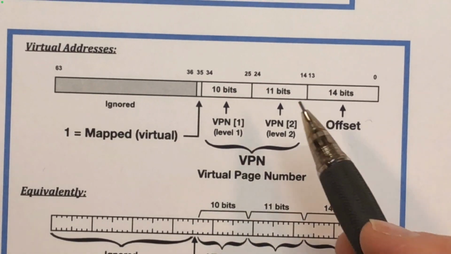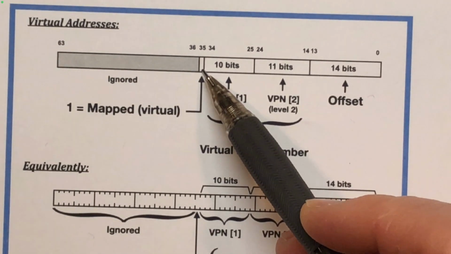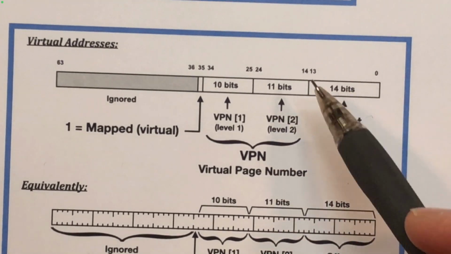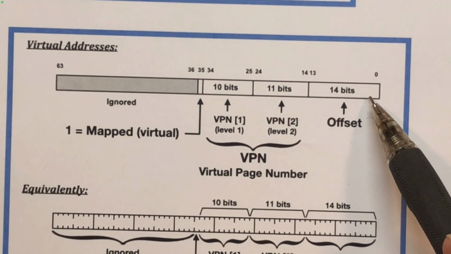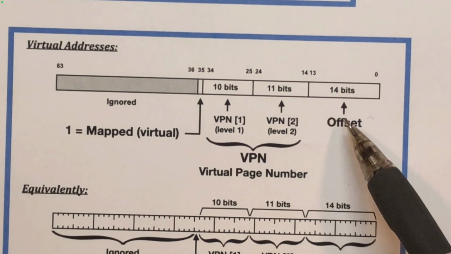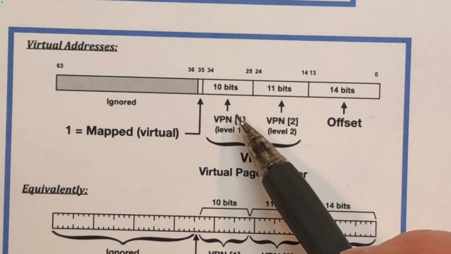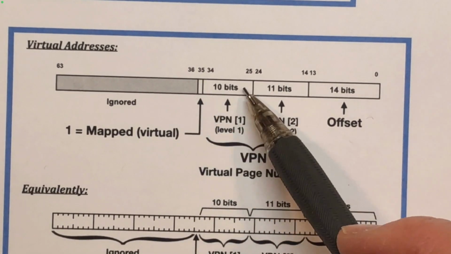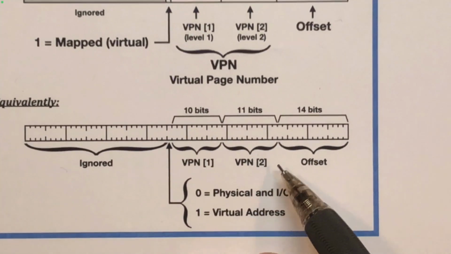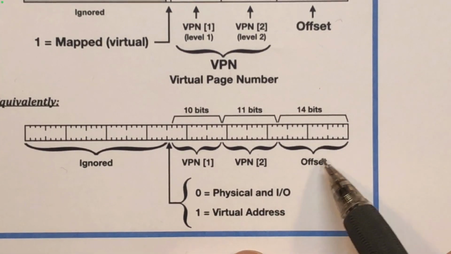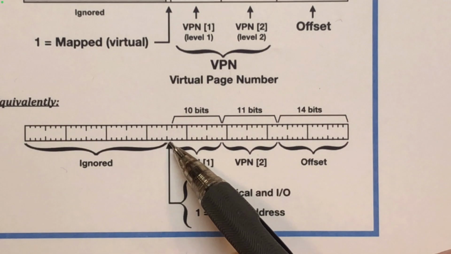Here is a picture of a virtual address. It's 64 bits, and this bit must be a 1 if it's a virtual address. Here I'm showing the exact same information. The remaining bits are broken into these 3 fields. As I mentioned, the lowest 14 bits is a byte offset into the data page itself, and the remaining 21 bits is the virtual page number. That's divided into 2 parts. The upper part, which is VPN1, is a 10-bit field, and then we have VPN2, which is an 11-bit field. Here's the same information with our 14-bit byte offset and the virtual page number, part 1 and part 2, and of course this bit would be a 1.